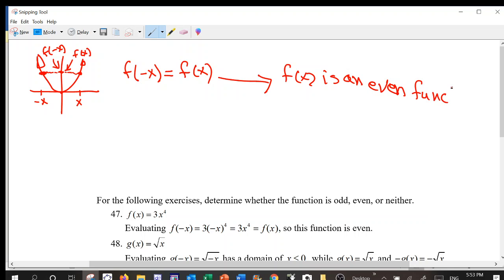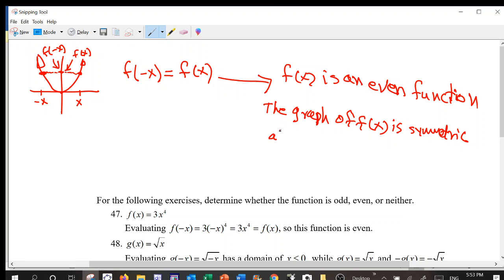Even function. Now, even function also means that the graph of f of x is symmetric about the y-axis. Okay? So that's the idea of an even function.